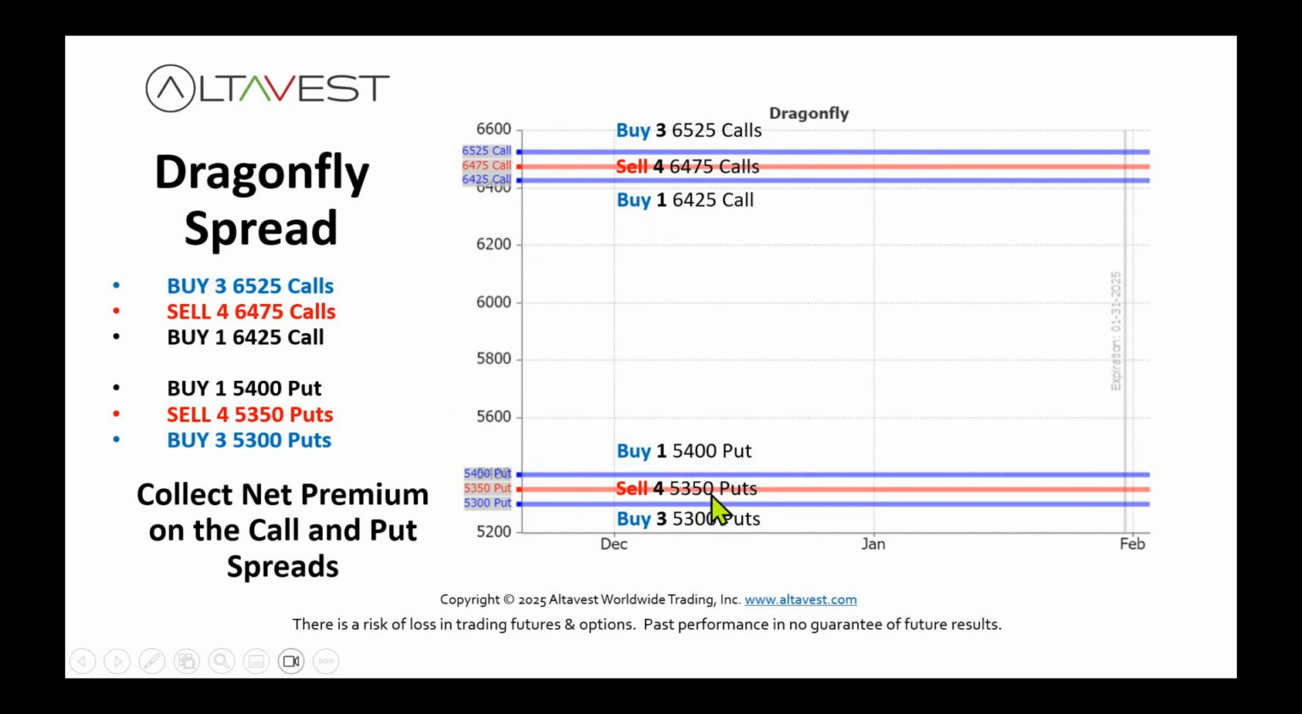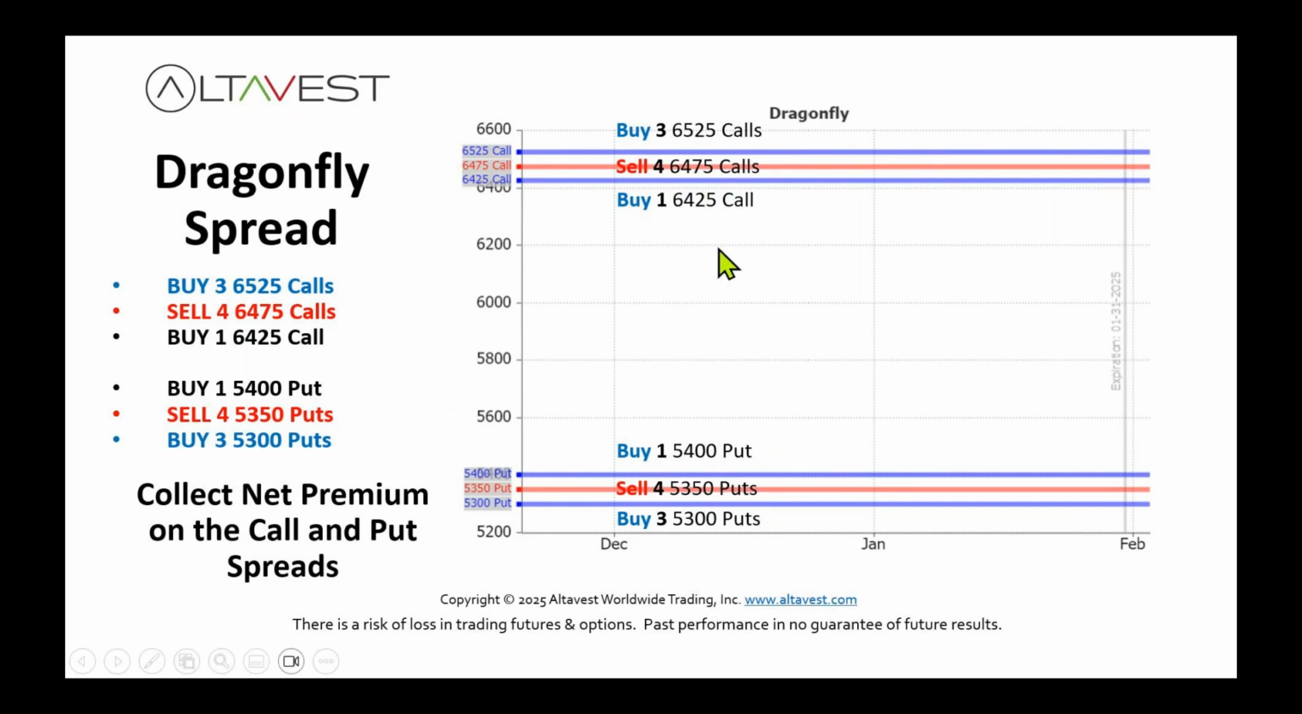And you'll notice, let's look at the puts here. You sell the 5350 puts, and then you buy 1 5400 put. So that put that you buy or that you own is 50 points closer to the money compared to the 4 that you sold. And then the same with the calls. You see this one here that you buy, it's also 50 points closer to the money compared to the 4 you sold. It's not always going to be 50 points, but in this case it is. And this changes the dynamic dramatically on the risk and reward compared to a condor. So there are certain scenarios where this dragonfly structure is really going to pay off for you. And we're going to show you that.